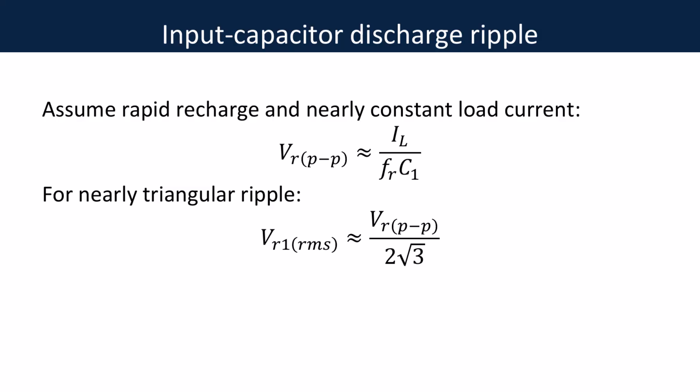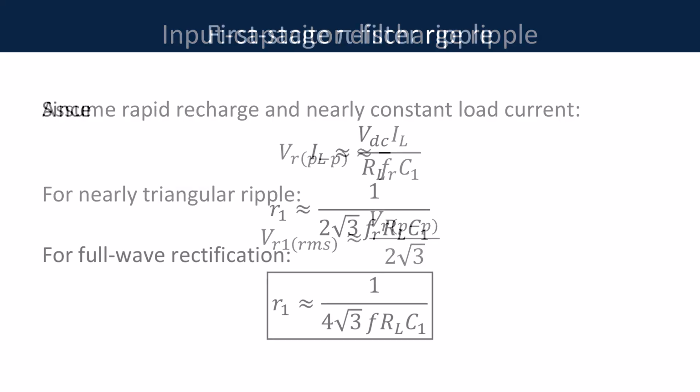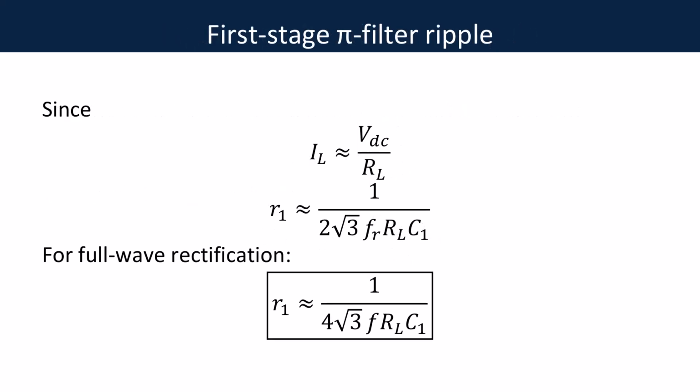This model ignores the finite charging interval and source impedance, so it is most useful as a preliminary approximation rather than an exact prediction. Replacing load current by VDC divided by RL and dividing the RMS ripple by VDC gives the first stage ripple factor.